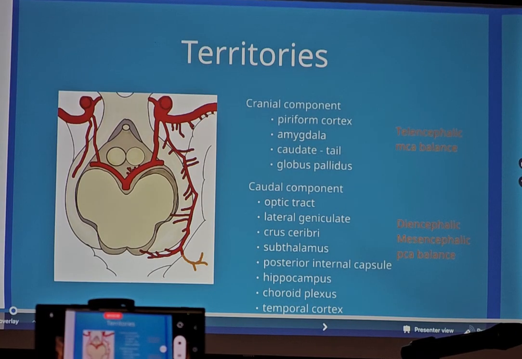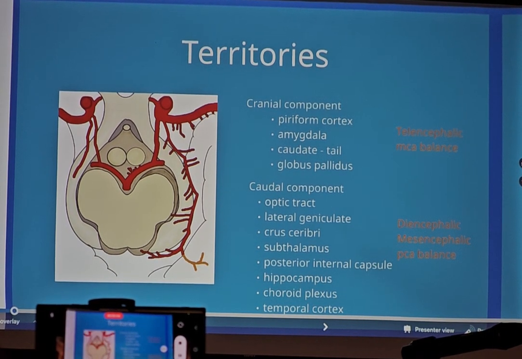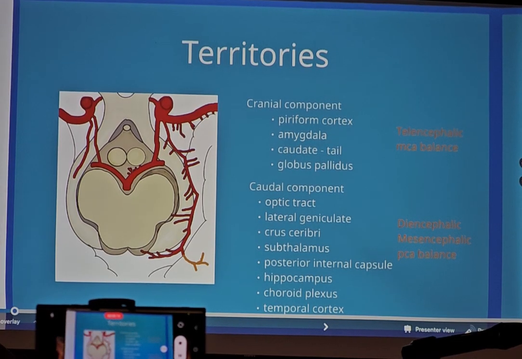Why is it important? It's important because of the territories that are supplied. So the anterior choroidal artery, because of its position, is the only artery that supplies the telencephalon, the diencephalon, and the mesencephalon. No other artery crosses territories like this.